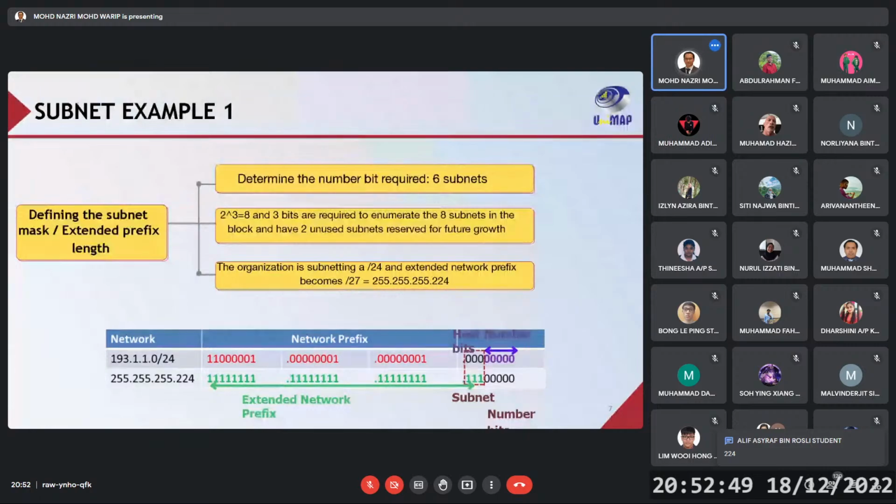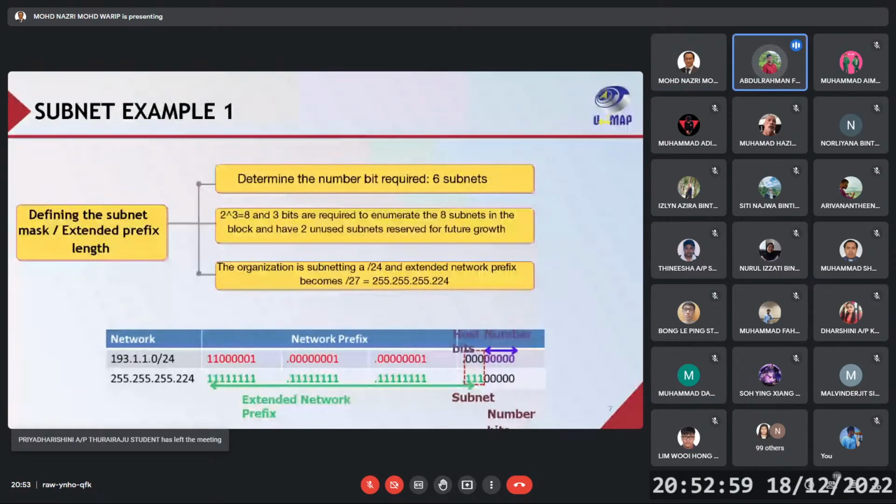Correct, right? If it is 11111111, how much do you get? If all 8 bits are 1, we will get 255. So look here, 255, 255, 255, and this one 224. Correct. So this is the extended network prefix, the process.